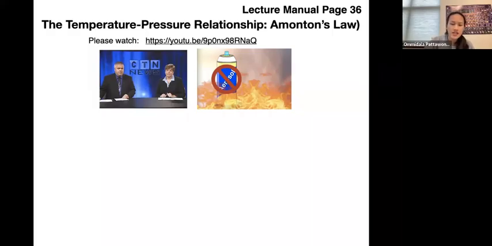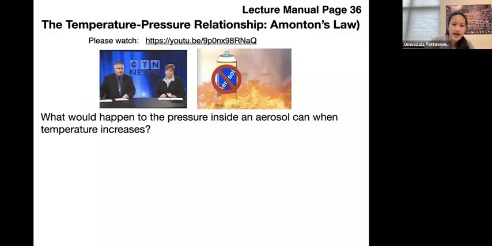All right, the next relationship that we are going to take a look at is temperature and pressure, or Amontons' law. Okay, so in this case, we are going to watch the news, and then we are going to take a look at the relationship later. All right, from the news that we watch, we can see that as the temperature increases, the pressure also increases as well, right?